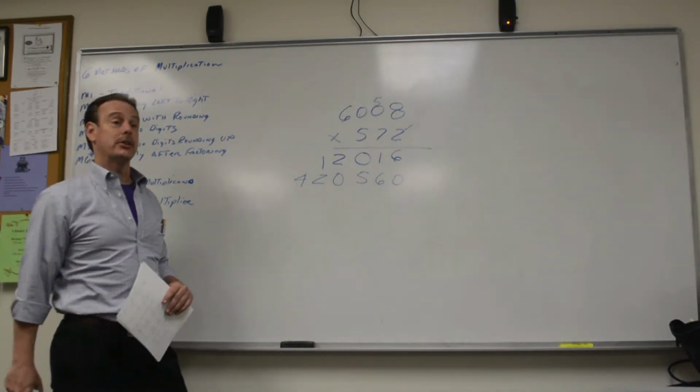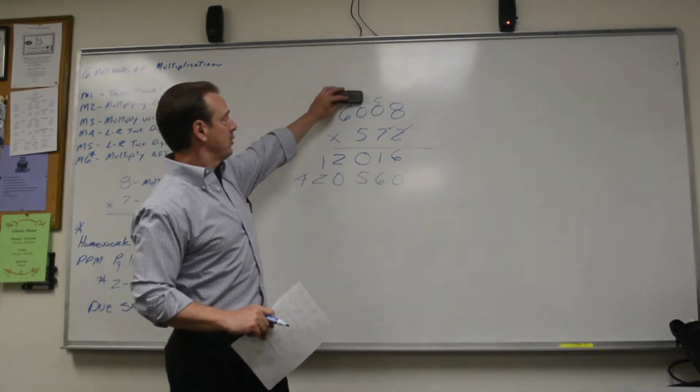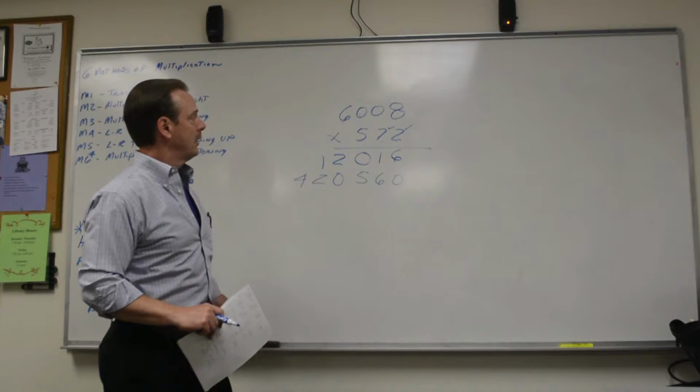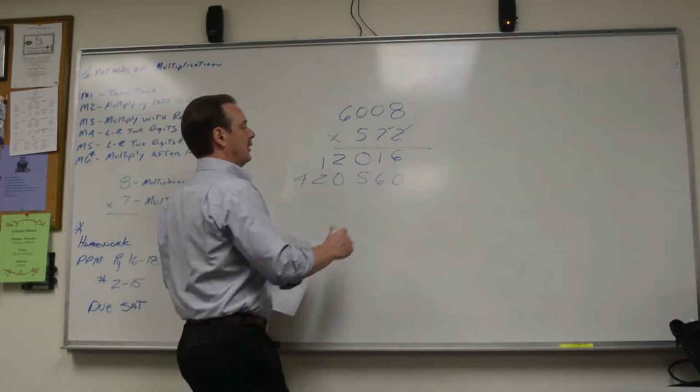So that's the first 2 digits. So that one's done. I'm going to come over here. I'm going to erase away the 5. Now I'm going to go to the 5. There's 2 places to the right, so I'm going to add 2 zeros here.